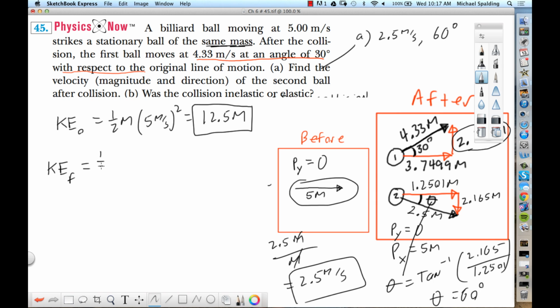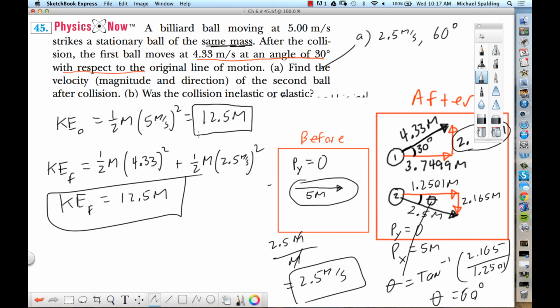So 1/2 m. Okay, ball number 1 was moving how fast after the collision? 4.33. And then ball number 2, 1/2 m, 2.5 meters per second. So guess what it comes out to be? 12.5 m. Look, was kinetic before equal to kinetic after? Yes. So was this collision elastic? Faux shizzle.